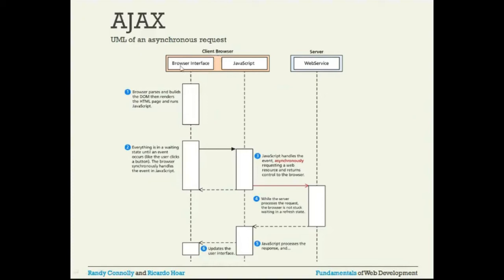This is the client browser. We have the browser interface and JavaScript. Here the browser parses and builds the DOM, then renders the HTML page and runs the JavaScript. Once that is done, everything is in a waiting state, waiting for some event to happen. Until a certain event occurs, like a user clicking a button, the browser handles the event in JavaScript. JavaScript handles the event asynchronously, requesting the web resources and returning the control to the browser.